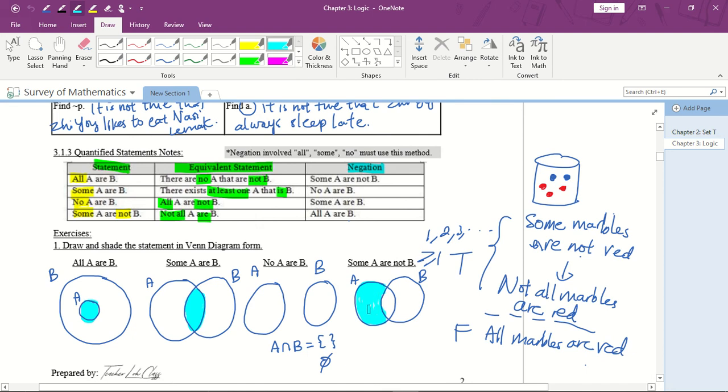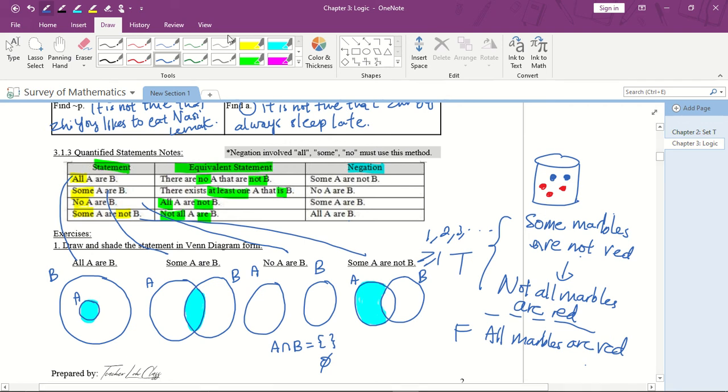Yes, this is the part. Okay, so I get the concept here. All A are B, some A are B, no A are B, some A are not B. Okay, this one is the one. All A are B, some A are B, no A are B, and some A are not B. Okay, this four thing.